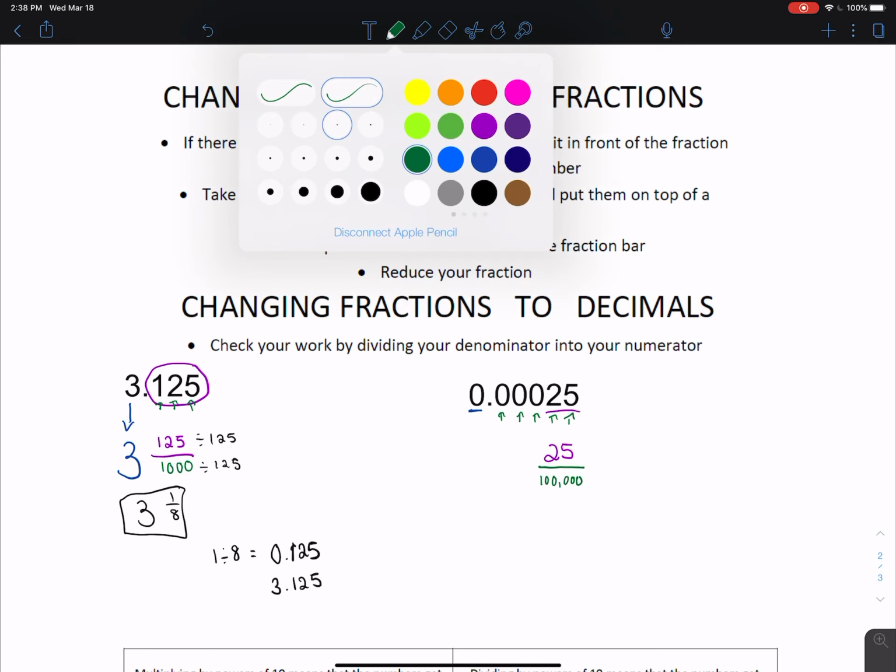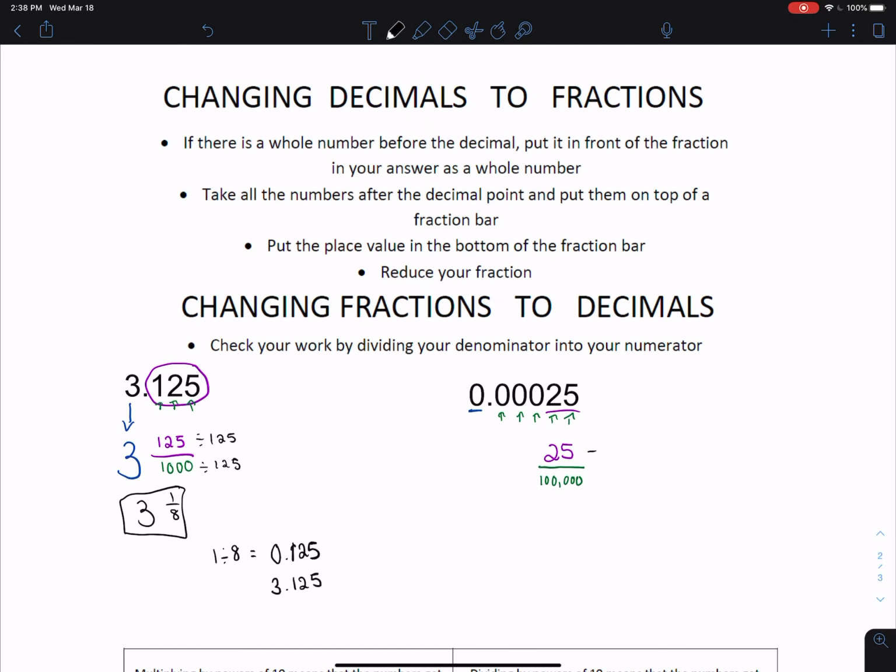Just like before, I can simplify. 25 divides both numbers. When I divide by 25, I end up with 1/4,000.